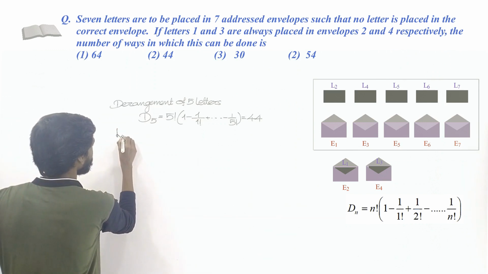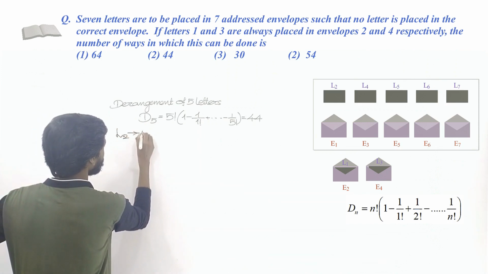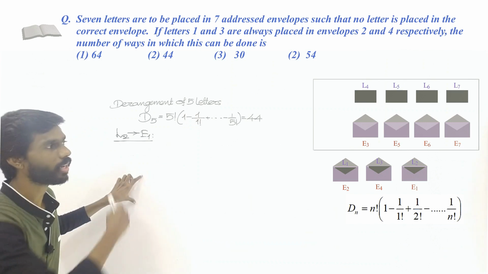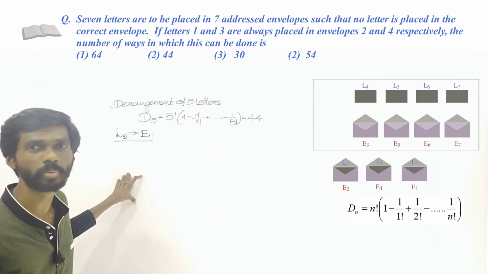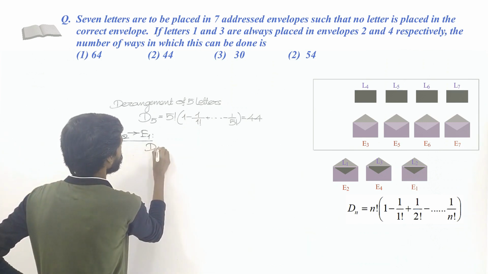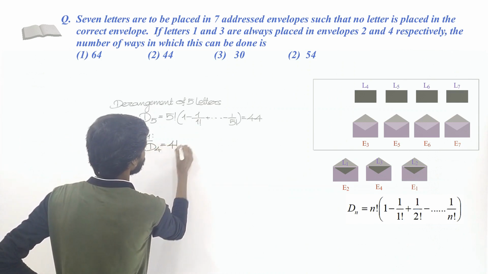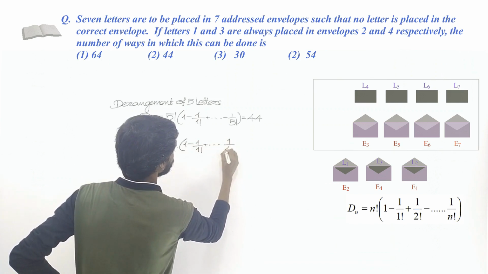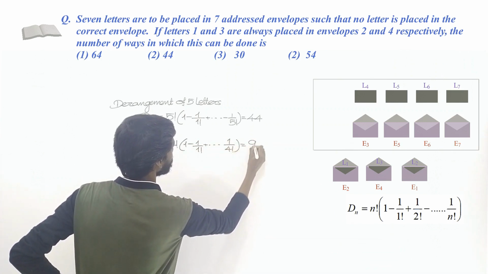Let us take the cases in which letter 2 is placed in envelope 1. Which means we have only the remaining 4 letters. So this is the derangement of 4 letters. So d4 is equal to 4 factorial multiplied by 1 minus 1 by 1 factorial, etc. So that value is 9.